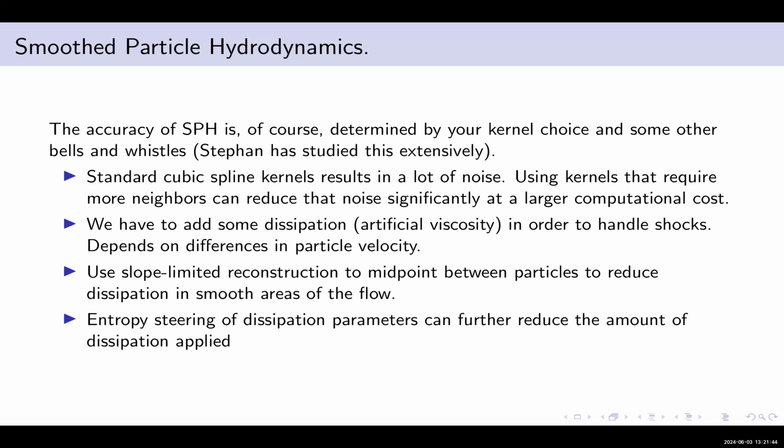But Stefan has also found ways of reducing the effect of that extra artificial dissipation you have to have. For example, like people are doing in Eulerian schemes, you can use slope limiting reconstruction to the midpoint between particles to reduce the dissipation in smooth areas of flow. And you can also track entropy generation and steer your dissipation parameter so that it turns on when you have a lot of entropy generation, but not otherwise. And so with all those bells and whistles, it actually turns out that smoothed particle hydrodynamics can be made quite accurate.